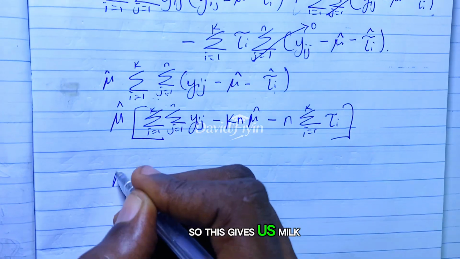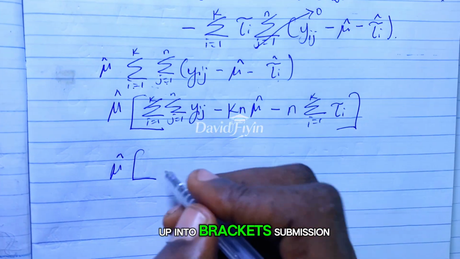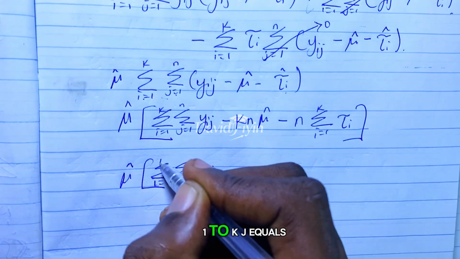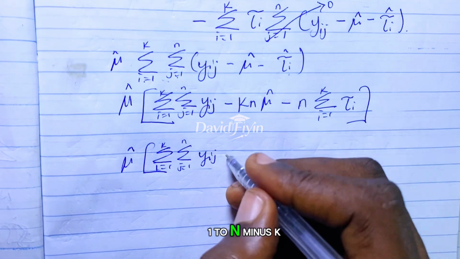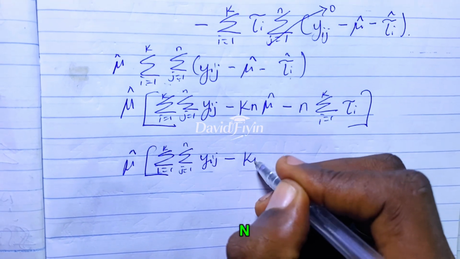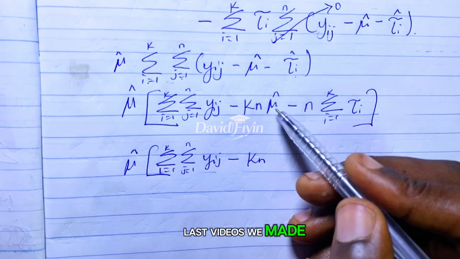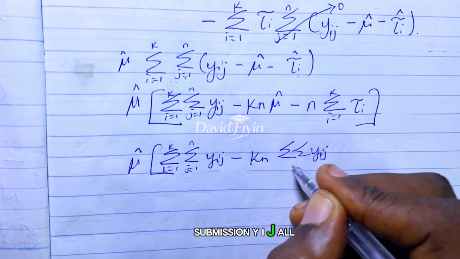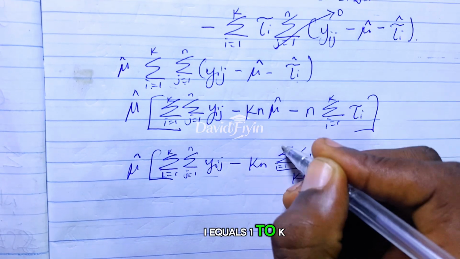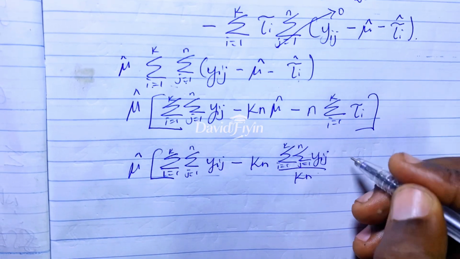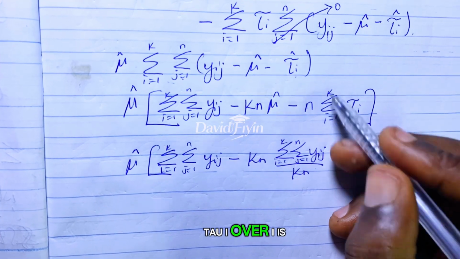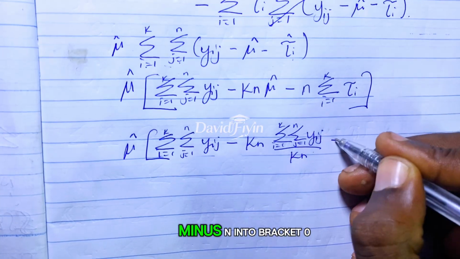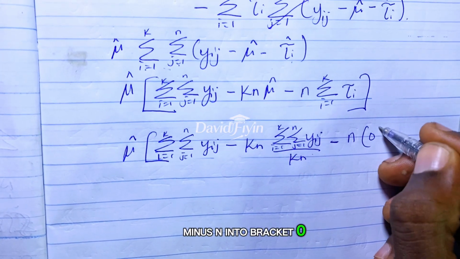So this gives us mu cap into brackets summation yij, i equals 1 to k, j equals 1 to n, minus kn. If you recall from the last videos we made, the formula for this mu is also summation yij all over kn, i equals 1 to k, j is 1 to n. And this summation tau i over i is equal to 0 based on the assumptions of the CRD model. So we have minus n into bracket 0.